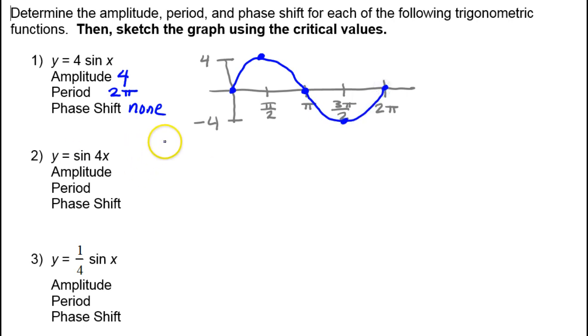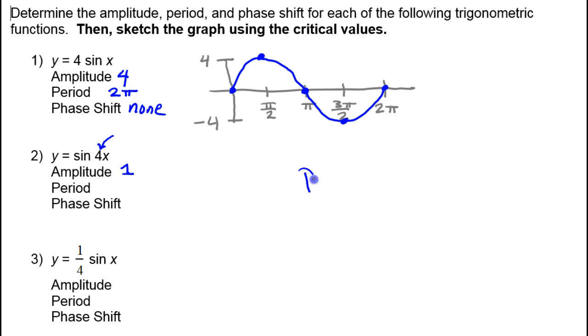So that's it for problem number 1. Now for problem number 2, the amplitude is affected by the a value. There's no visible a value, which means that the a value is a 1. So that means the amplitude is simply 1. Now the period is affected by the b value. All right? This number right here is the b value.